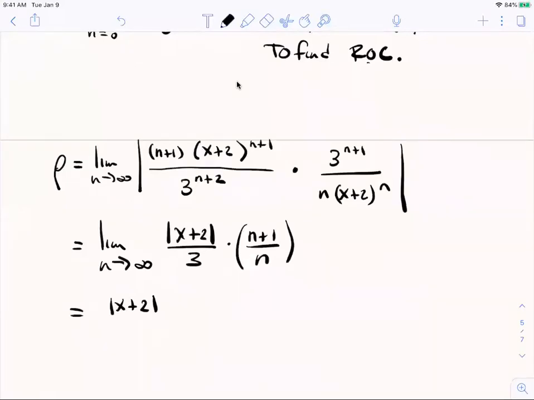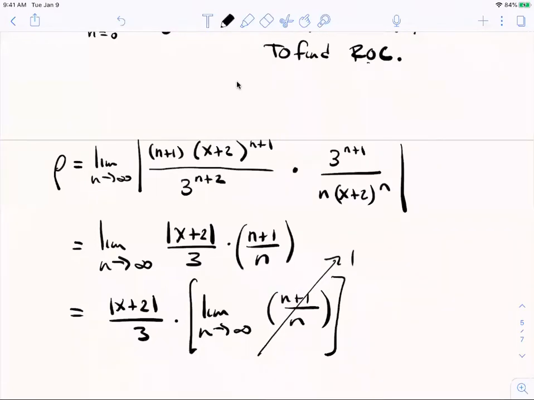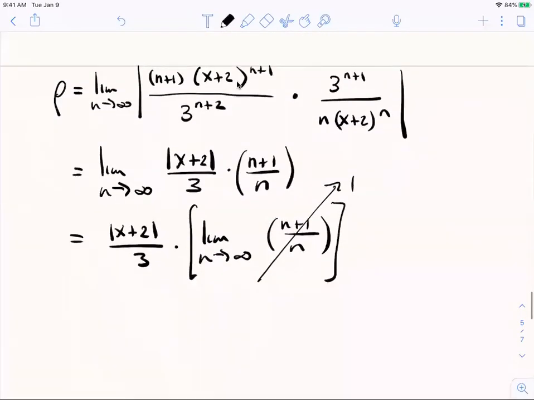X plus 2 over 3 can come out of that limit, so we just have to take the limit as n goes to infinity of n plus 1 over n. Okay, that limit is 1. N plus 1 over n goes to 1, so we end up getting x plus 2 in absolute value over 3. Okay, and now I'm setting this, if I want to converge by the ratio test, that has to be less than 1. I'm always going to set that less than 1.